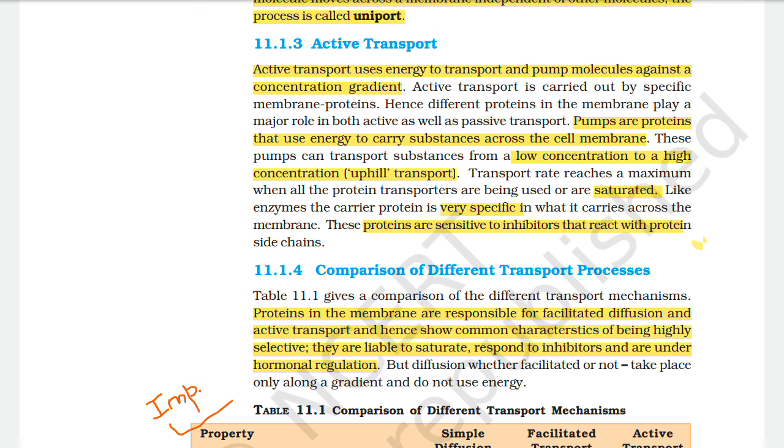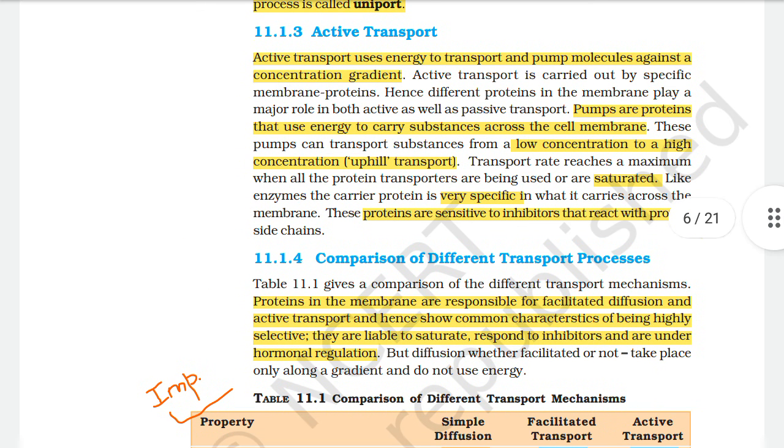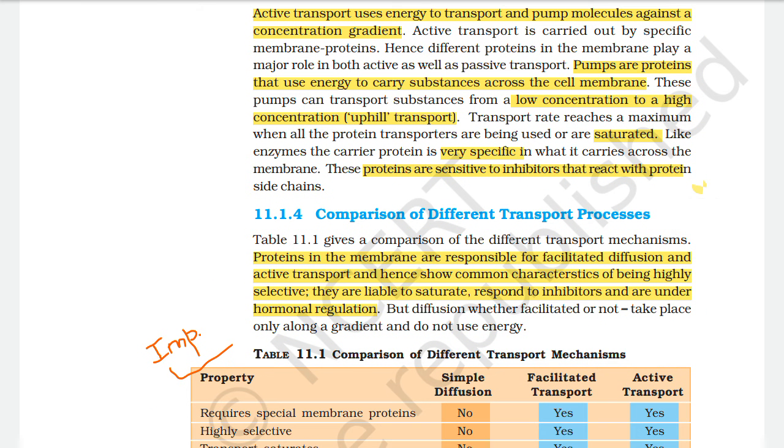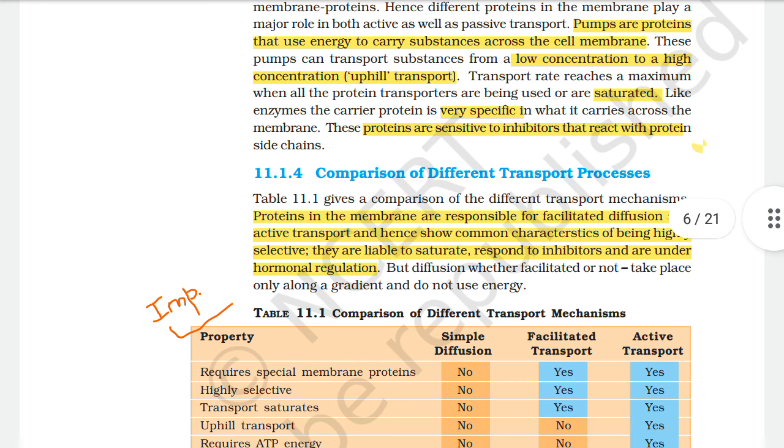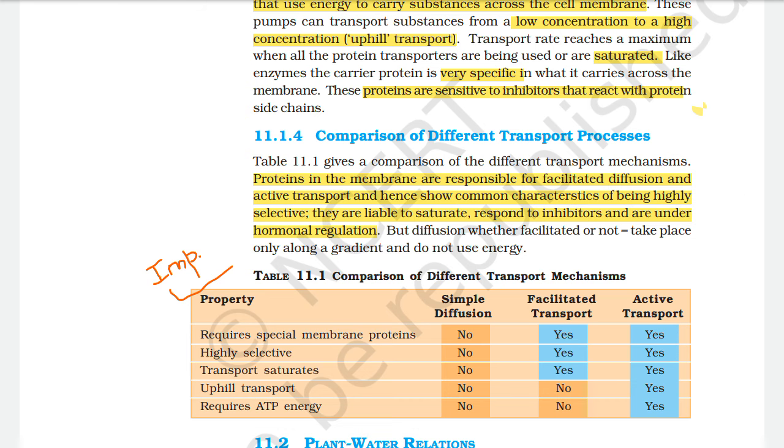Active transport is the transport which uses energy, and pumps are required. What are pumps? They are special proteins which use energy to carry substances against the concentration gradient. Against the concentration gradient means not from high concentration to low, but from low to high. That is uphill transport, from low to high concentration. And here also proteins are used. Pumps are proteins, so saturation is there, and they are also very specific and sensitive to inhibitors, right?